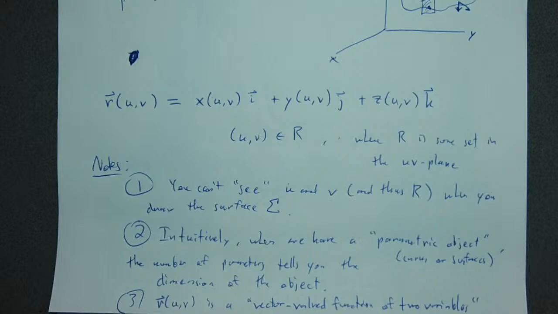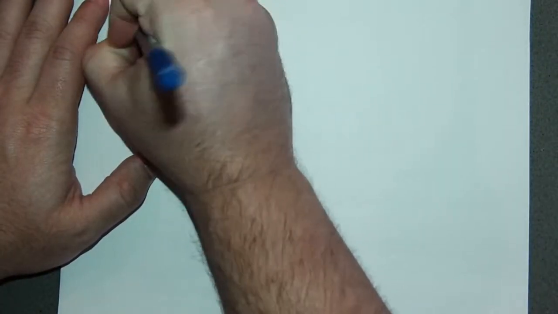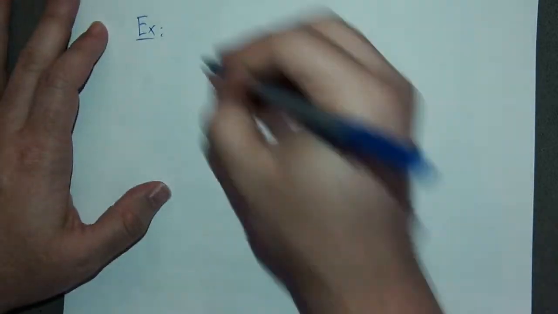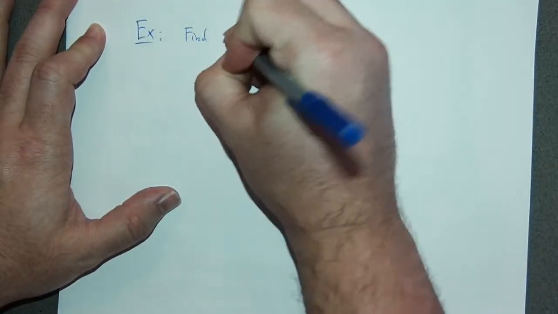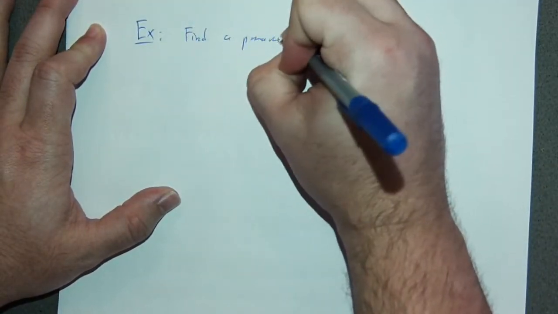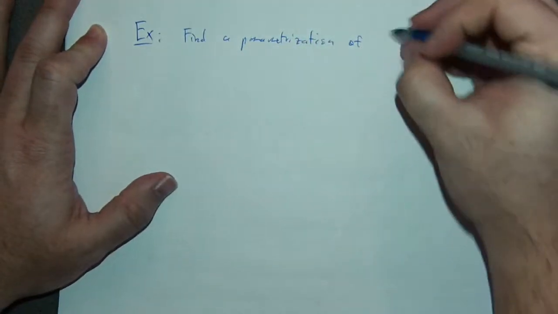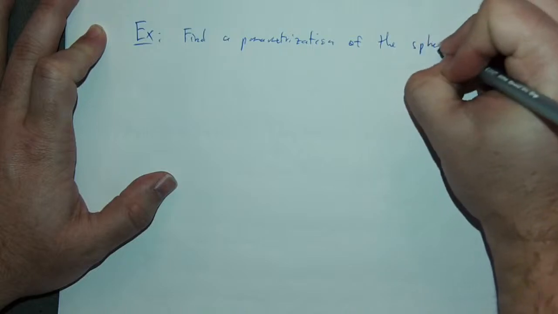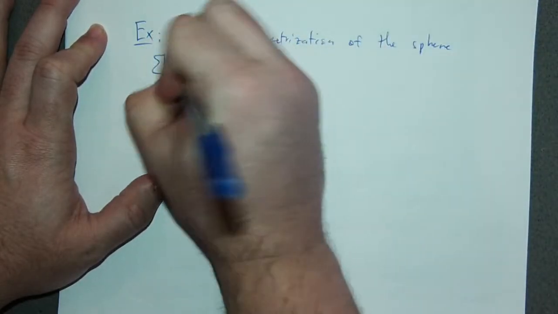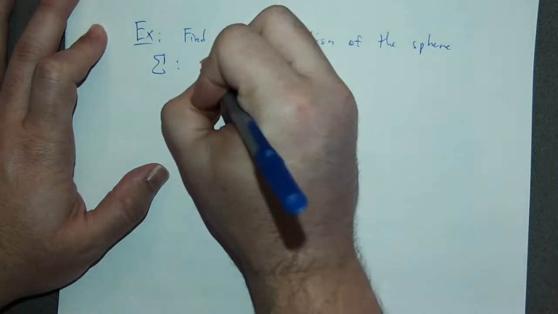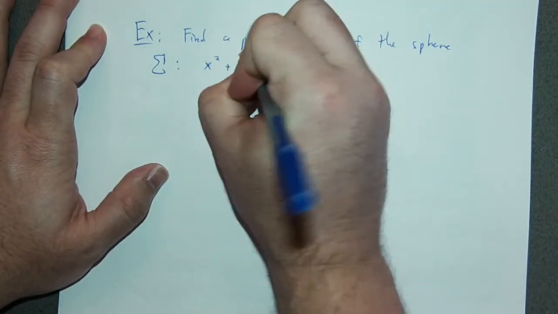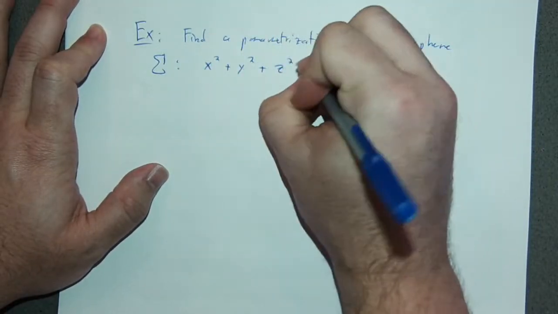Okay. So let's do some examples. That's my first example here. Find a parameterization of the sphere sigma, which is given by the equation x squared plus y squared plus z squared is equal to 4.